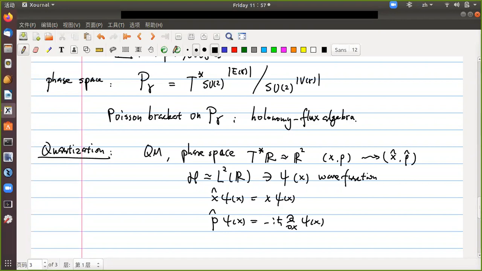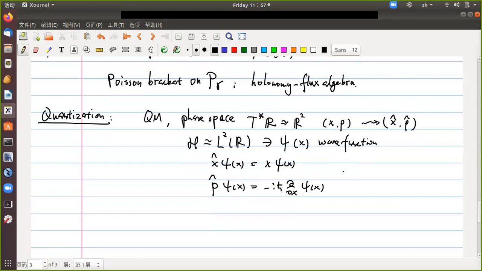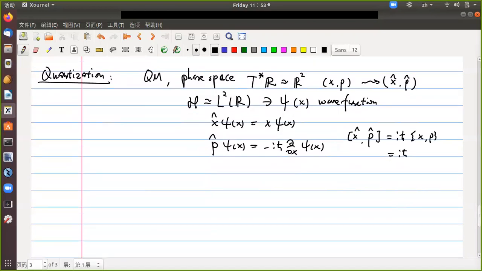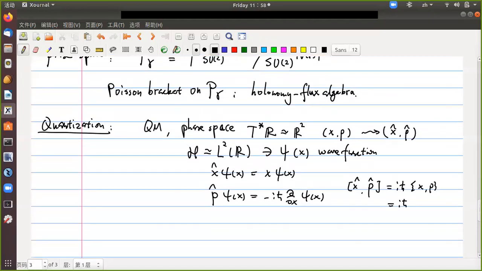Okay, so this is your quantization, and you get the x and p commutation relation equal to i h bar times the Poisson bracket between x and p, which is just i h bar times 1. Because the Poisson bracket between x and p is just 1. They are conjugate variables. So this is what you have done in quantum mechanics for quantizing your phase space.